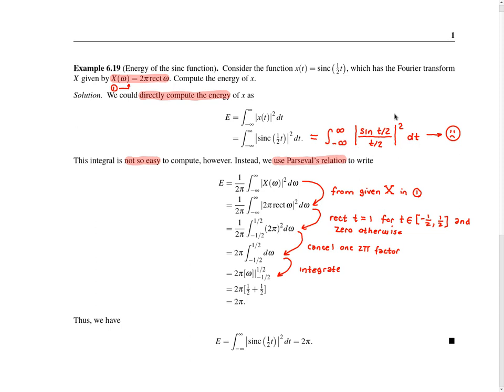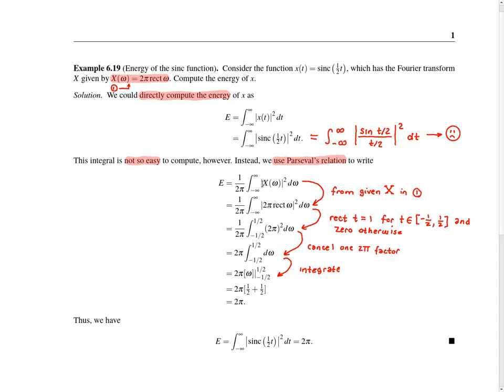But this particular integral here is not a very nice one to evaluate, and it's even worse than it looks on the surface. So we'd probably prefer not to compute the energy of little x in this way if we have a better alternative. And fortunately, a better alternative does exist. In particular, we can use Parseval's relation. So rather than computing the energy of little x directly, we compute the energy of big X, which is given by this integral here, and then we use Parseval's relation to find the energy of little x by taking the energy of big X and dividing by 2 pi.